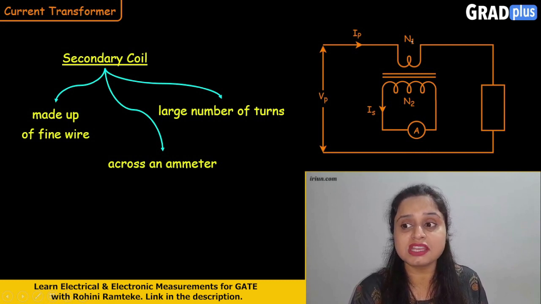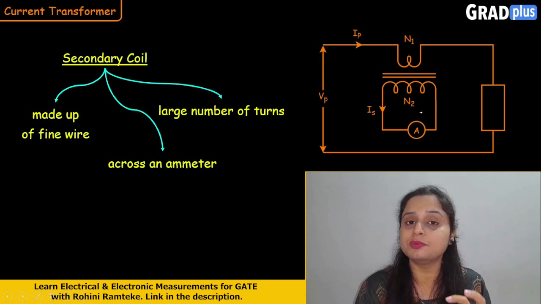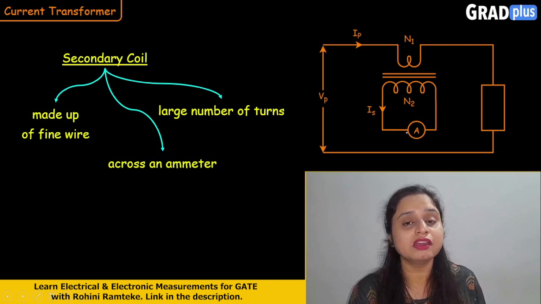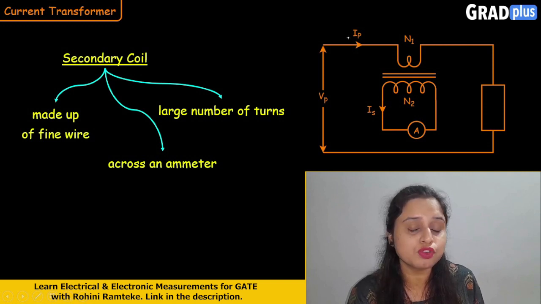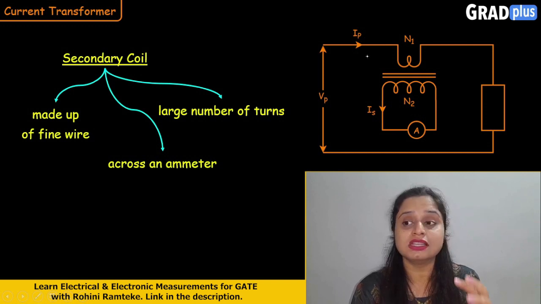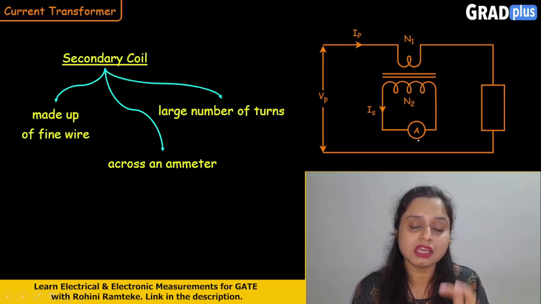This primary side coil is made up of thick wire, and the secondary side coil is made up of very thin wire. So the higher amount of current flows in this main line, and depending on that, this ammeter will show the reading on the secondary side, because the current flowing on the secondary side is directly proportional to the primary side current. In this way we can measure the higher amount of current flowing in the complete network with the help of this simple instrument.